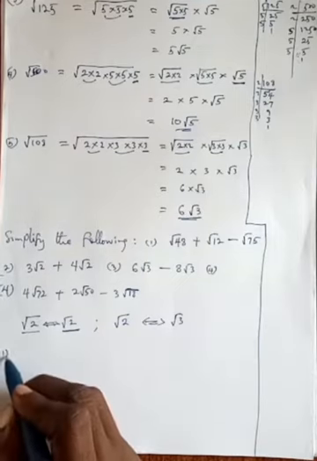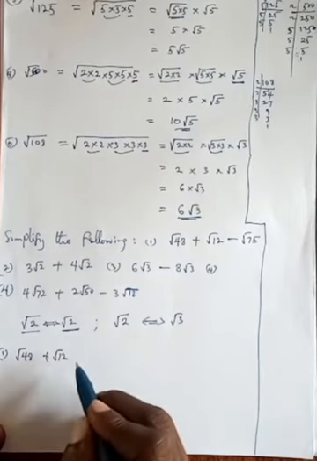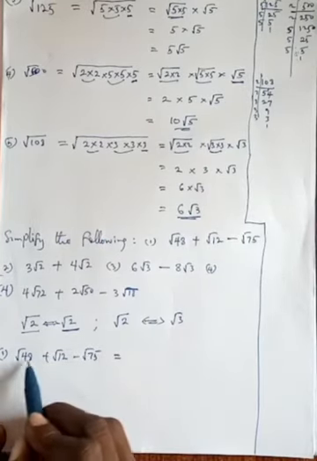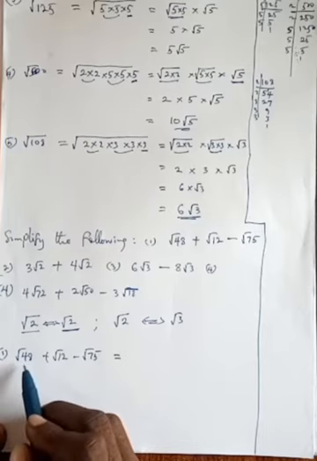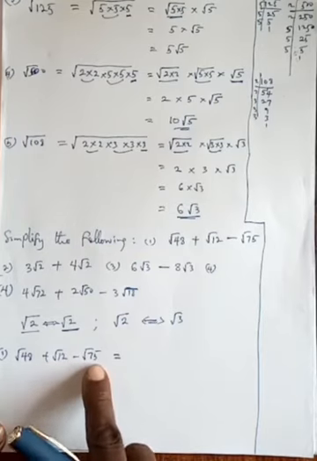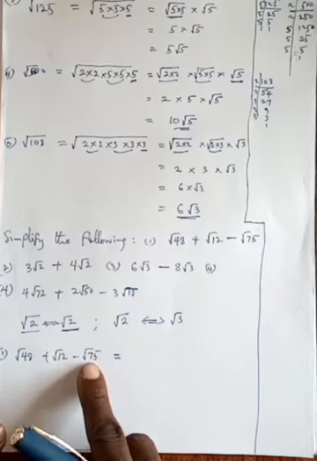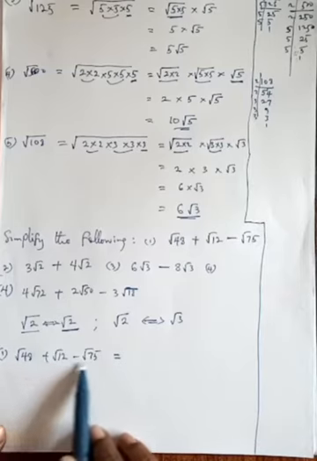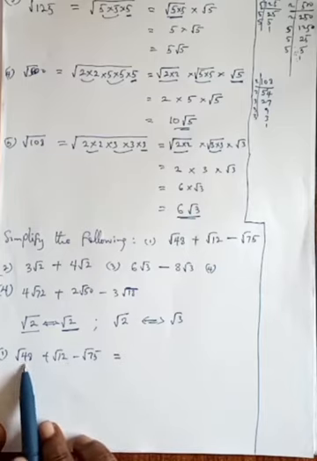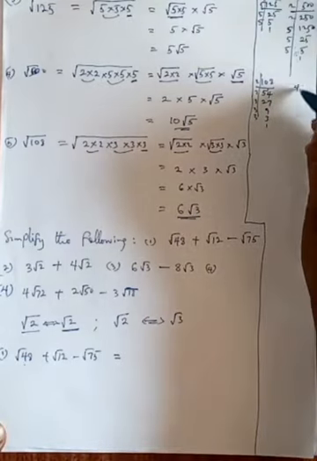So number 1, I have root 48 plus root 12 minus root 75. Solving this means I have to take each back to its simplest or basic form. So I will have to re-express each of the numbers here. The only number that may not need re-expression is one that is already in its basic form, and I'm sure every student understands that none of these numbers is in its basic form. So it is necessary to reduce this one, this one, and this one. I will begin with 48.